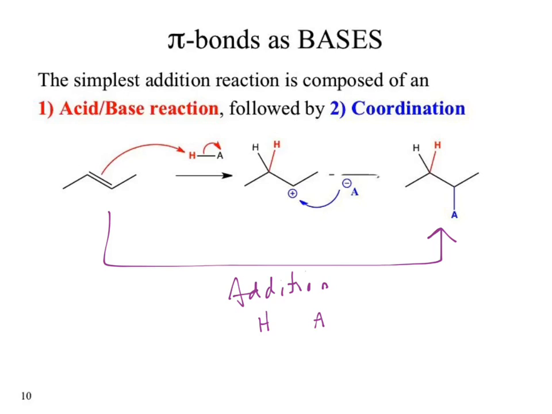A reactive charged carbocation. How do I formally neutralize that carbocation? Now I have to do the coordination. Okay. So in an electrophilic addition reaction, one mechanistic sequence is to do an acid-base followed by a coordination. Does that answer your question a little bit better?